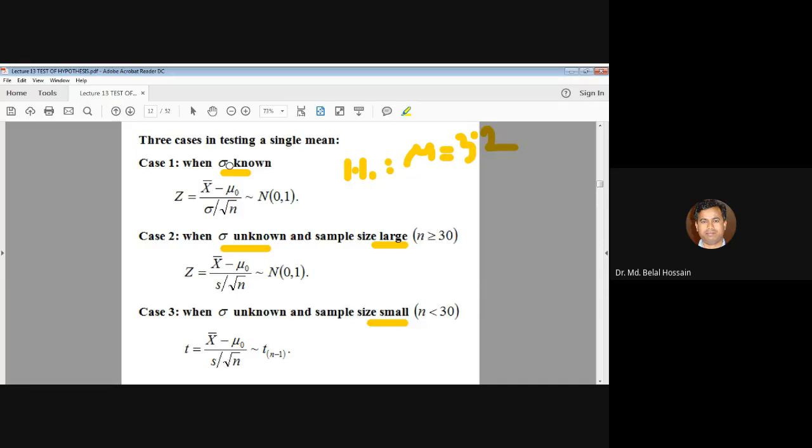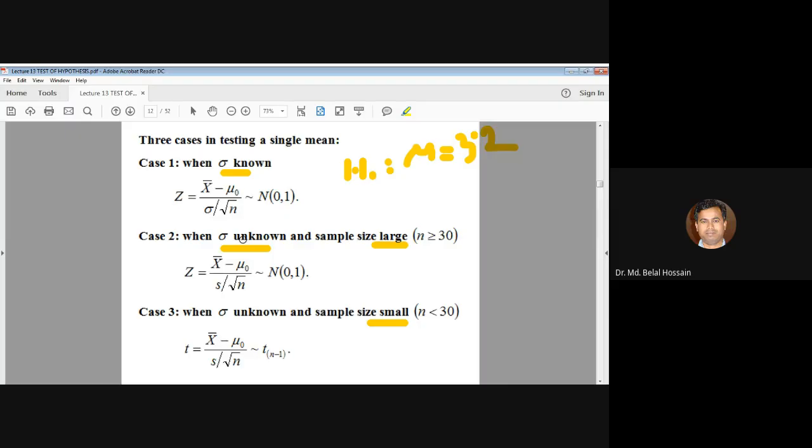If your sigma is known, then the formula (x bar minus mu0) divided by (sigma divided by square root of n) will follow a normal distribution with 0 mean and variance 1. So it will be a Z test.